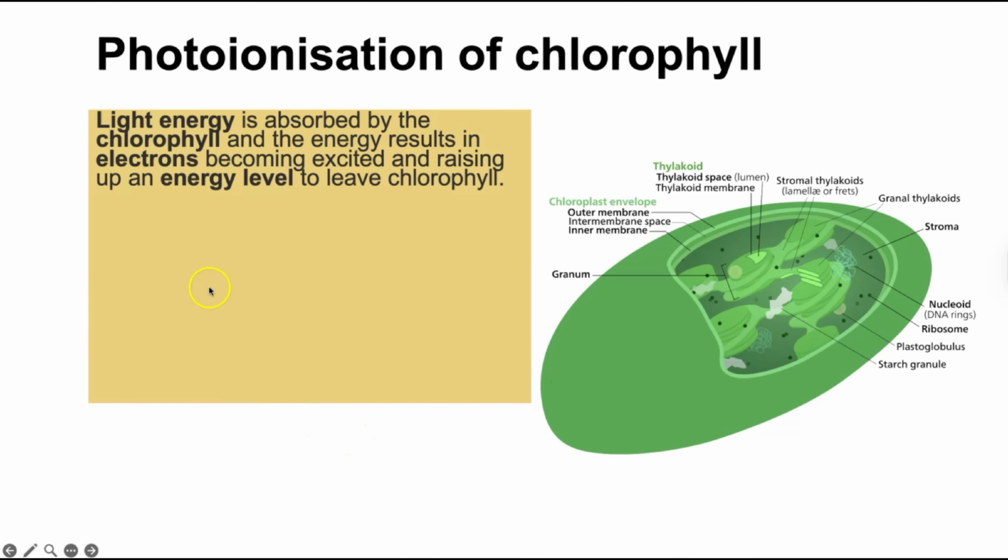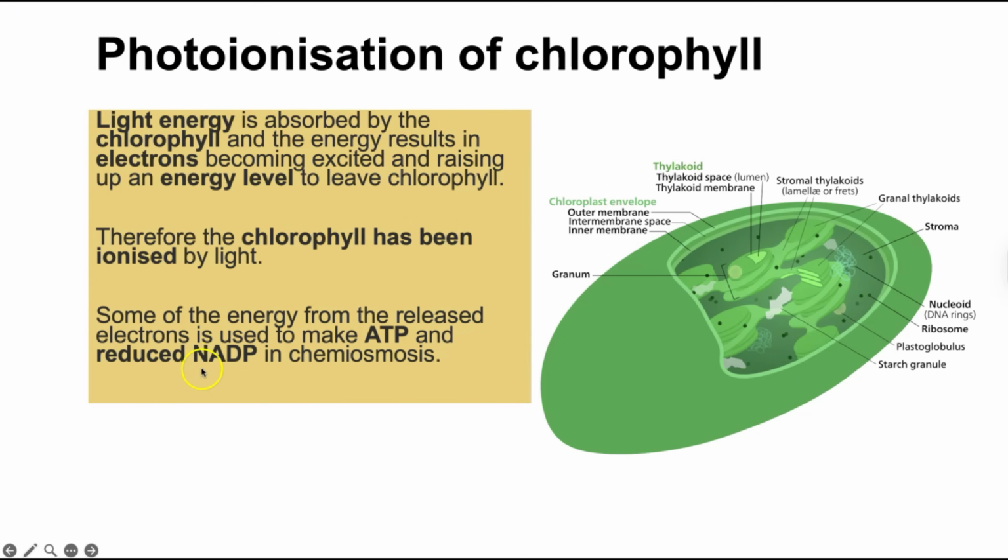Photoionization of chlorophyll. This is when light energy, again, so photo meaning light, energy is absorbed by the chlorophyll, and that energy causes an electron to be released. So it's been ionized. But they are really specific with the terminology you use for this. So you'd have to say the light energy is absorbed by the chlorophyll. That's usually 1 mark. Then it's saying what that light energy does. So it results in the electrons becoming excited and raising up an energy level. That is the language they put in the mark scheme: excited and raising up an energy level. And that causes the electrons to be released, and therefore chlorophyll has been ionized.